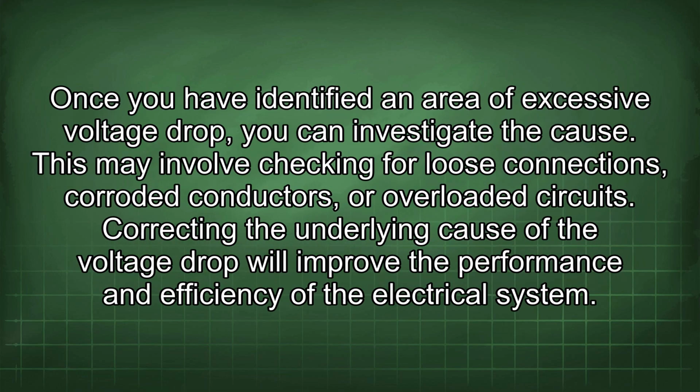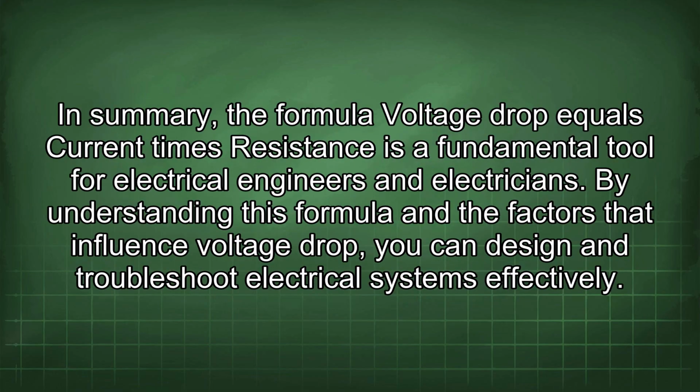Once you have identified an area of excessive voltage drop, you can investigate the cause. This may involve checking for loose connections, corroded conductors, or overloaded circuits. Correcting the underlying cause of the voltage drop will improve the performance and efficiency of the electrical system. In summary, the formula voltage drop equals current times resistance is a fundamental tool for electrical engineers and electricians. By understanding this formula and the factors that influence voltage drop, you can design and troubleshoot electrical systems effectively.